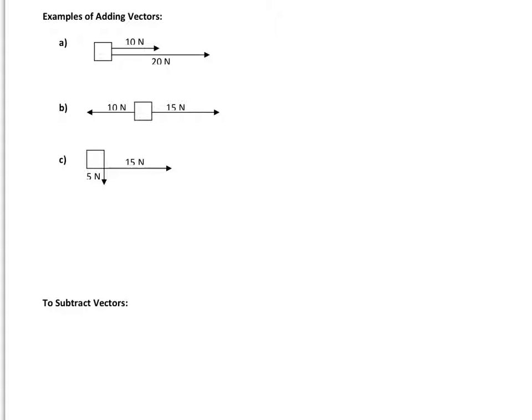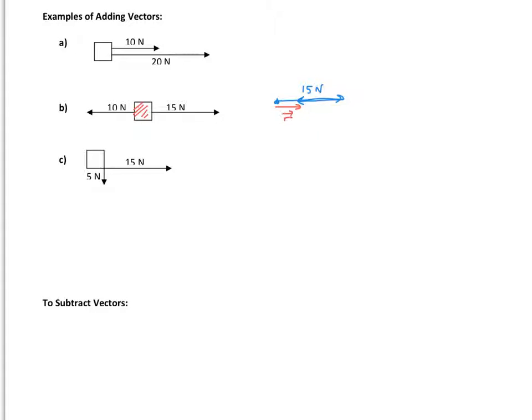Okay, looking at example B here, again, we've got the box in the middle. This time the two people are not pulling in the same direction. They're pulling in opposite directions. The 10 newton force is heading to the left. The 15 newton force is heading to the right. So if I were to capture this one, I've got my 15 newton force heading to the right. But then my 10 newton force is coming back against it. If I look at the tail of the first to the head of the last, there is my resultant vector.